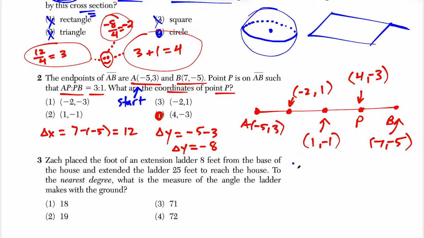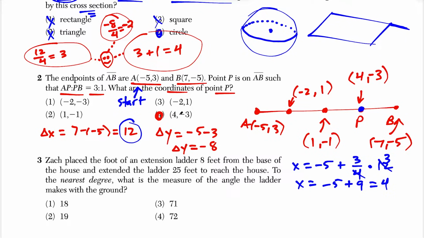And if I want to find my mystery x, I have x equals, and I'm starting at an x of -5. However, if I'm breaking this up into a ratio of 3:1, that means point P is located 3/4 of the way along. So then I would just multiply 3/4 by that change in x, and the change in x we found before was 12. So I multiply this by 12, and I get the x value is going to be equal to 12 divided by 4 is 3. 3 times 3 is 9. So I have -5 plus 9 is equal to 4. And notice the only answer choice that has an x equal to 4 is choice 4. So that's definitely our answer.